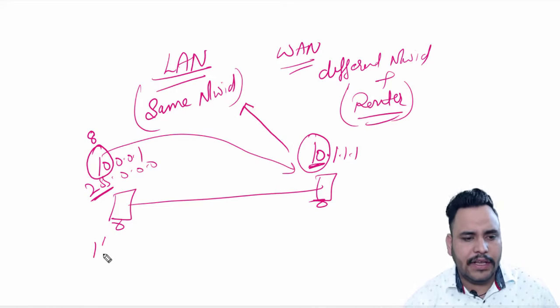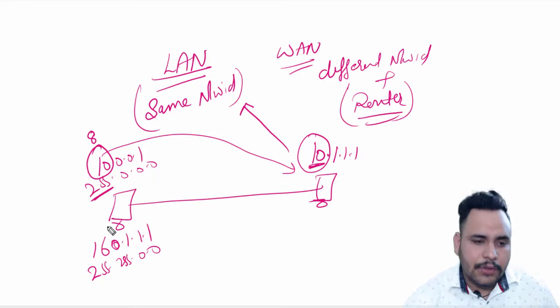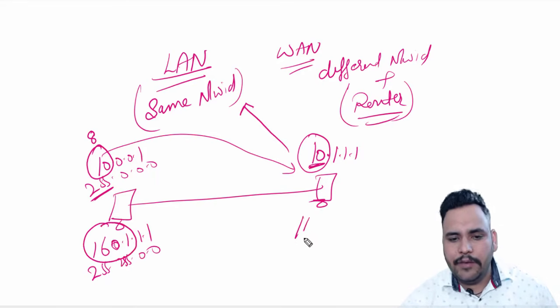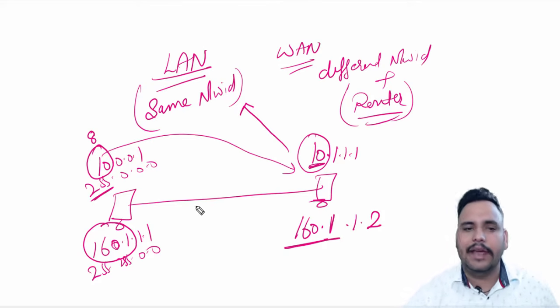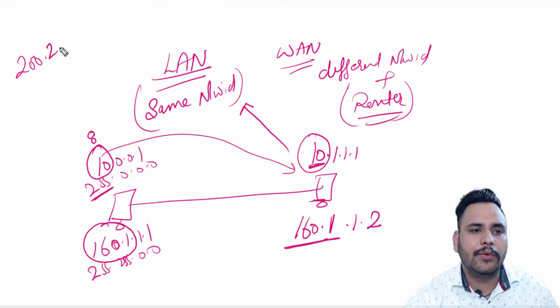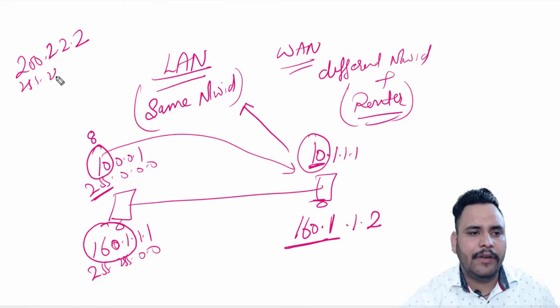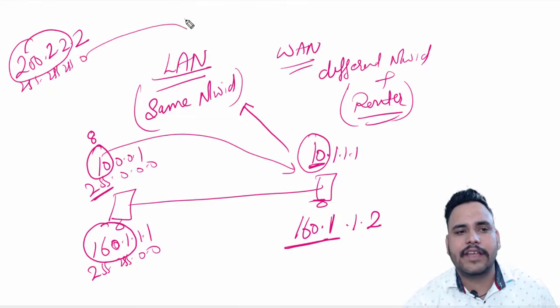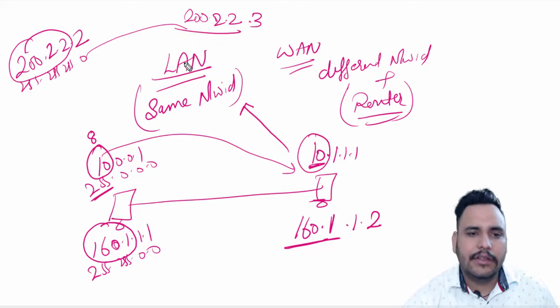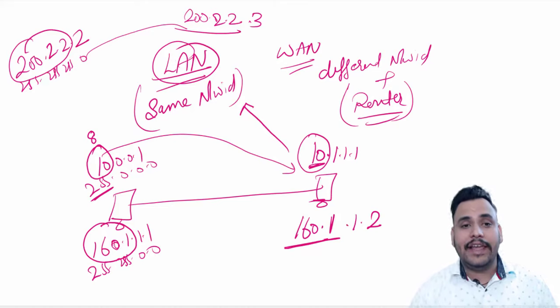Even if you are using any B class IP, like 160.1.1.1, the subnet mask is such that this part should be the network ID. If you want to make this a LAN, then both 16 bits have to be the same and the other bits can be different. This is called LAN. Same for 202.2.2 with 255.255.255.0, this part is your network ID. Then on the other side 202.2 should be the same and the host ID should be different. This is called LAN, local area network.